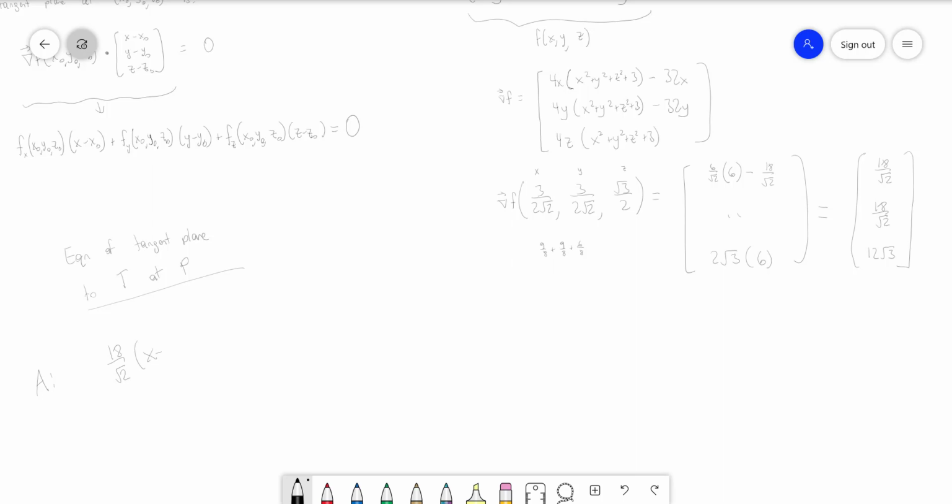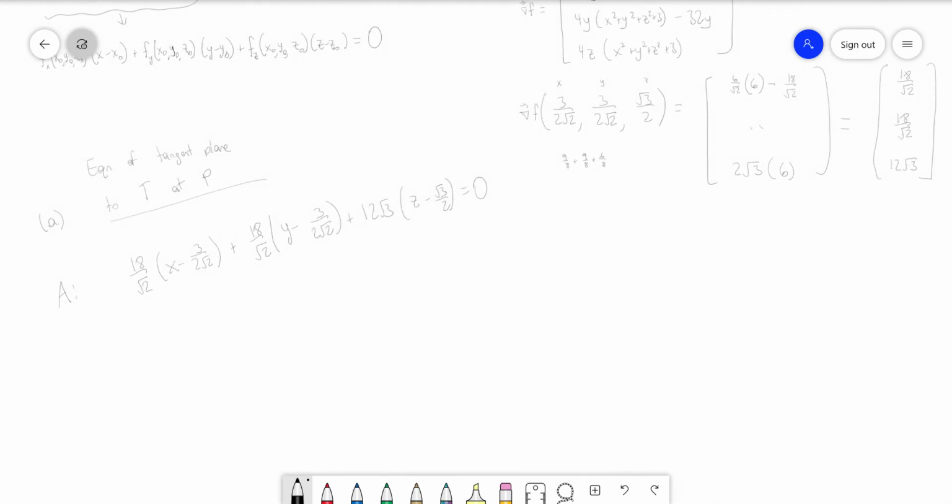X naught being 3 over 2 root 2. Next, the partial of f with respect to y, which would be this, times y minus y naught, which was the same thing. And then here's the partial with respect to z that we found. That would be times z minus z naught, and then equals 0. So that would be the first part of the problem, part A.